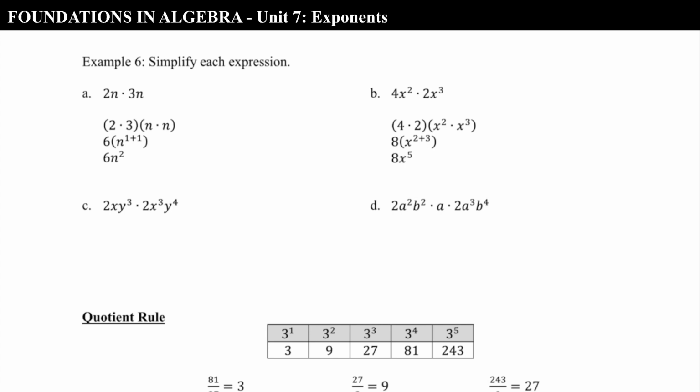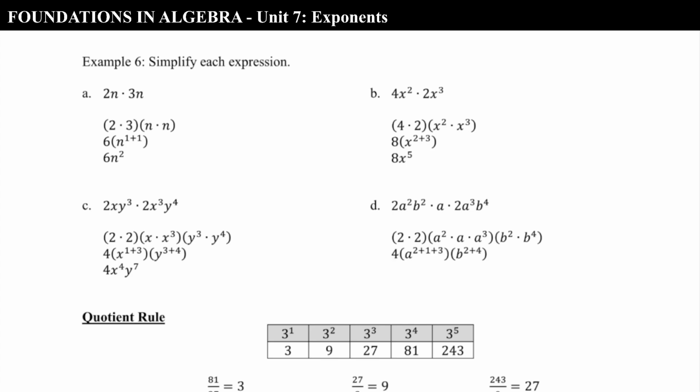For c, we have our 2's multiplied together, our x times x to the third, and our y to the third times y to the fourth. So 2 times 2 is 4. In the x and y terms, we're going to add those exponents since we're multiplying. And then we end up with 4x to the fourth, y to the seventh. For d, we have 2 times 2. We have a squared times a to the third, and b squared times b to the fourth. 2 times 2 is 4. Add the exponents in your a and b terms, and you end up with 4a to the sixth, b to the sixth.